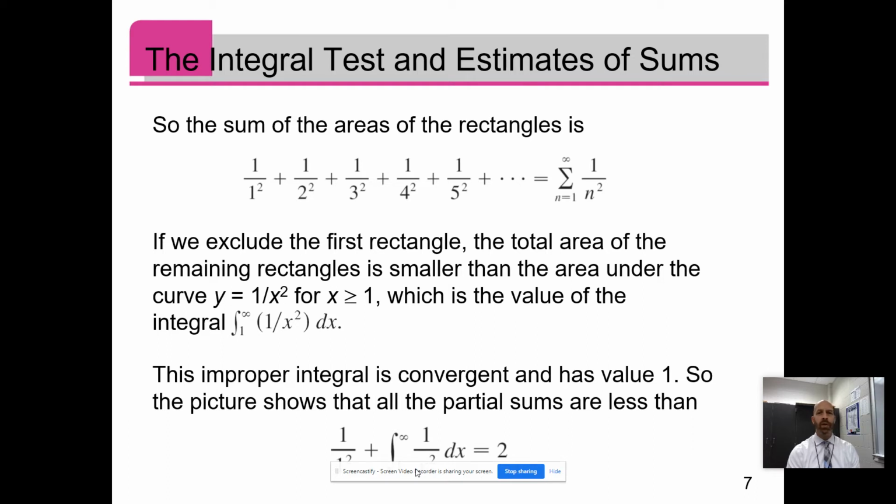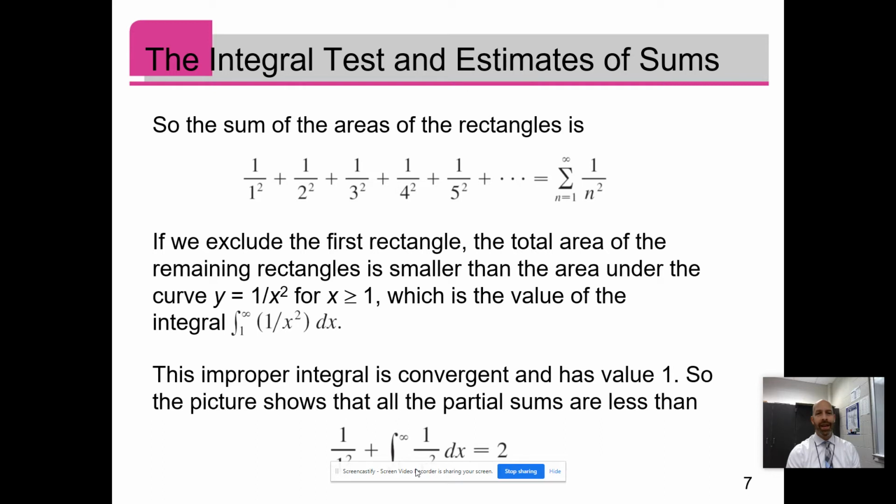But what we can do is evaluate the integral, the exact area under the curve, not just the area of the rectangles, but all of the area under the curve, using the integral from 1 to infinity of 1 over x squared dx. This improper integral is convergent and it has a value of 1. Back at the end of chapter 7, at the end of last semester, we would have been able to evaluate this. And we find that indeed it has the value of 1.